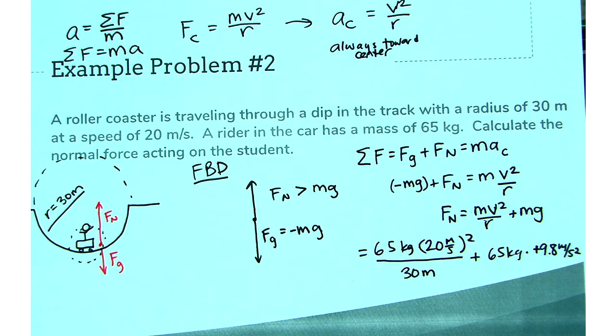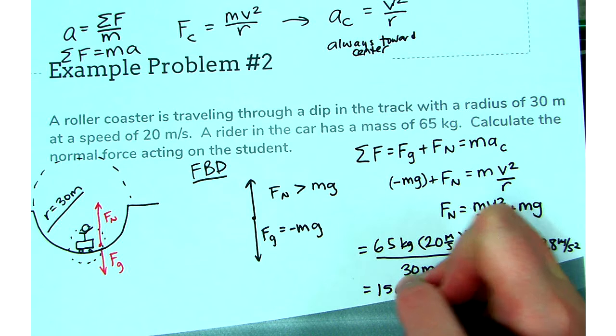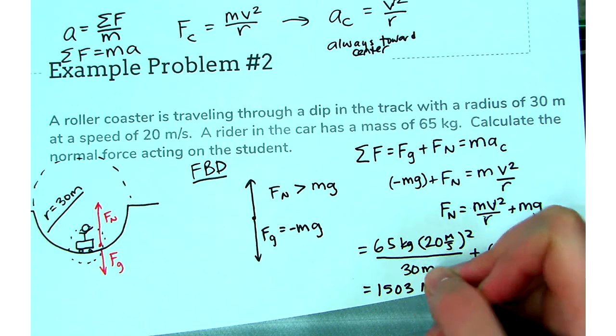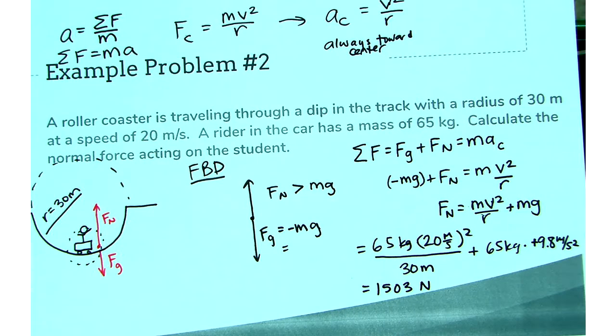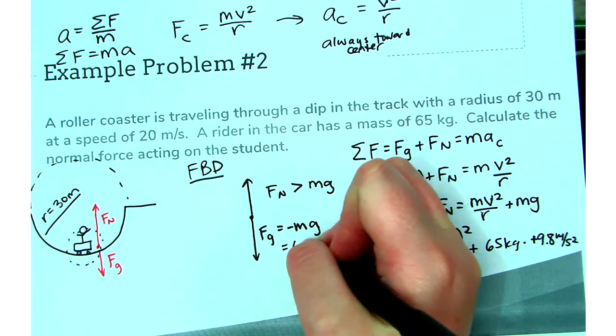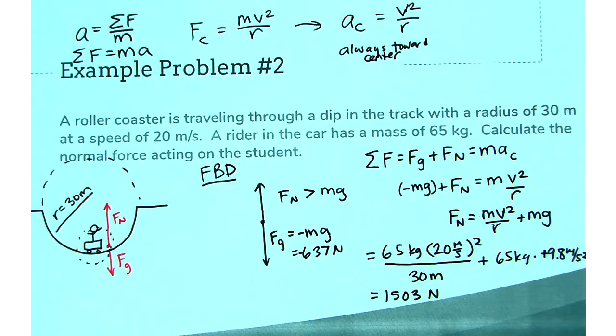All right, and I did the math. I didn't check to see if this is right. I got 1503 newtons. Now, just thinking to myself, is this larger than the force of gravity? Force of gravity over here should be 65 times negative 9.8, which is 637. So what this says is that the normal force is going to be pressing much, much harder than the usual force of gravity.